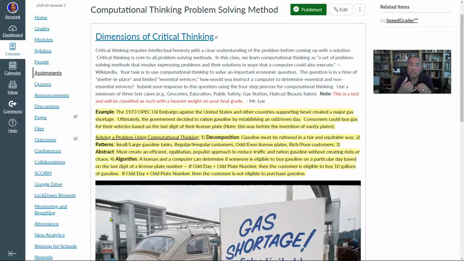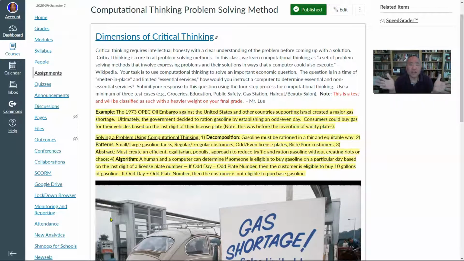If it is an odd day, and if the customer has an odd license plate number, then customer is eligible to buy X amount of gallons of gasoline. On the other hand, computer, if it is an odd day and the customer has an even license plate number, then customer is not eligible to buy gasoline. Okay? Now that is a very simple algorithm.